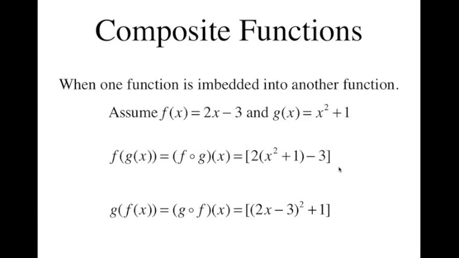Or you could go the other way, you could have g of f of x, where your f goes inside your g. So now your f function is going inside where your x is here. So we've got 2x minus 3 squared plus 1.